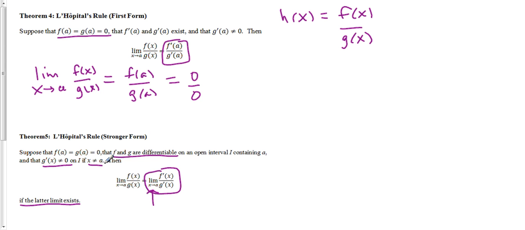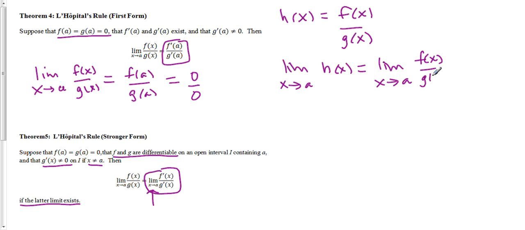So what I really want, of course, is to take the limit as x goes to a of h of x. So I'm going to substitute in for what h of x is. So I have my limit as x goes to a of f of x over g of x.